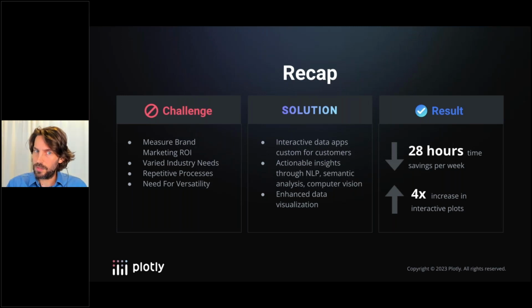Regarding challenges, the challenges faced by Crant included measuring return on investment from brand building, accommodating customers' varying industry needs, and spending excessive time with repetitive processes. So then came the solution, and as a solution, Crant turned to Dash Enterprise for interactive data apps custom built for each customer. They also gained actionable insight through NLP, semantic analysis, and computer vision, as well as enhanced data visualization. And choosing Dash Enterprise also led to 28 hours of time saved per week, as well as a 4x increase in interactive plots.